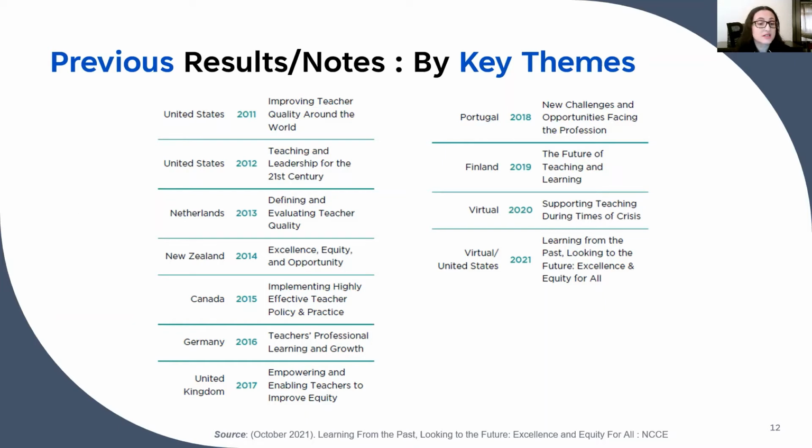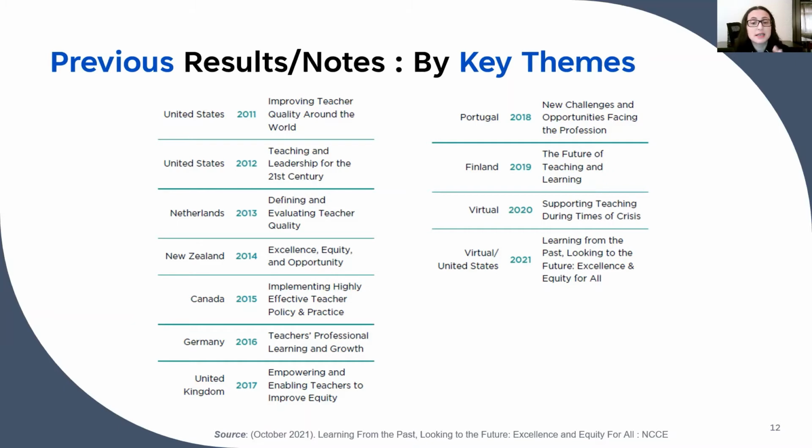In 2017, in the United Kingdom, empowering and enabling teachers to improve equity. 2018 in Portugal, new challenges and opportunities facing the profession. In Finland, 2019, the future of teaching and learning. And naturally in 2020, it was a virtual summit, supporting teaching during times of crisis. And 2021, this year, the United States hosting the summit, and it was also virtual. And the theme was learning from the past, looking to the future, excellence and equity for all.